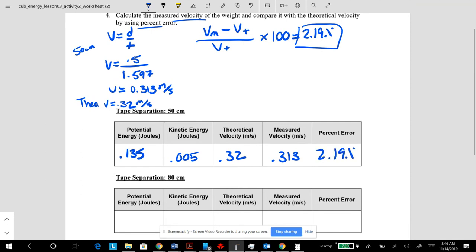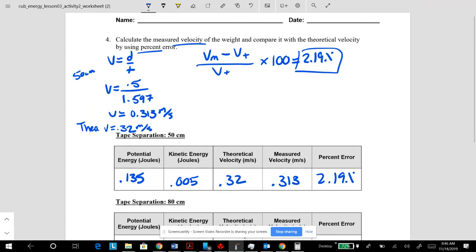Okay. Was it your theoretical one squared off with the meters per second? This one? Yeah. Meters per second, yeah. The acceleration would be meters per second squared. I'm just finding the velocity of the swing at the bottom. So I had a 2% error, which means I was pretty accurate.